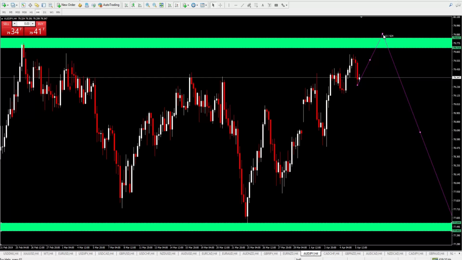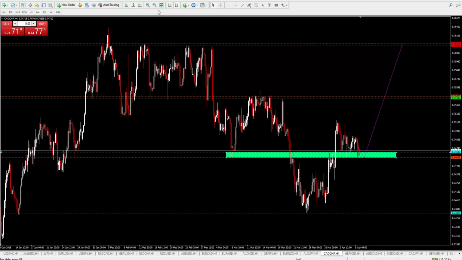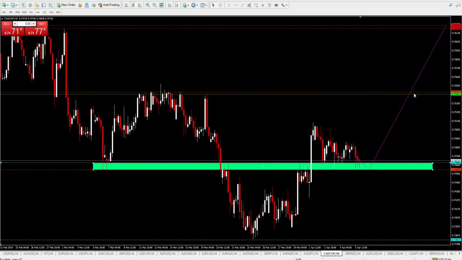CAD CHF, we are looking for a buy happening. If you can get a push to test this level, you can get a buy from here to this level. So you should watch out.